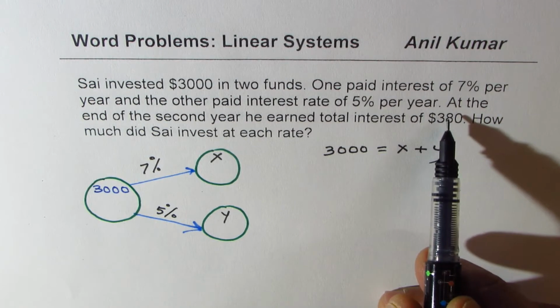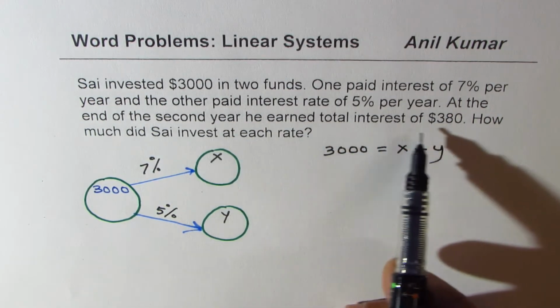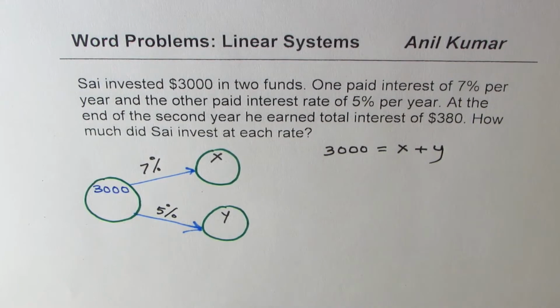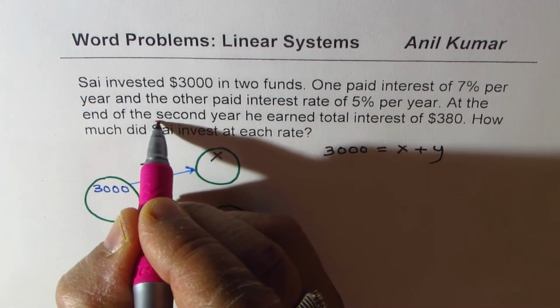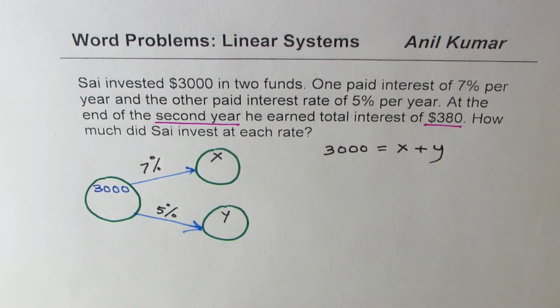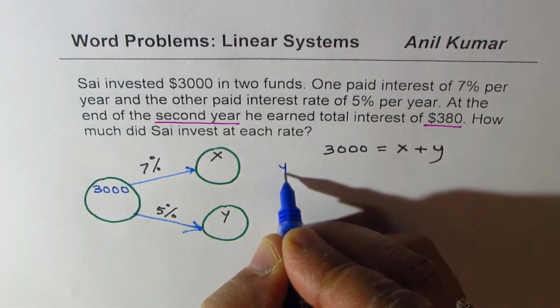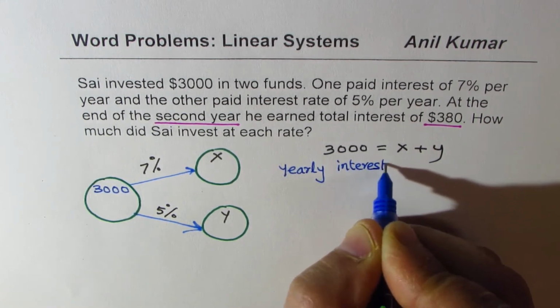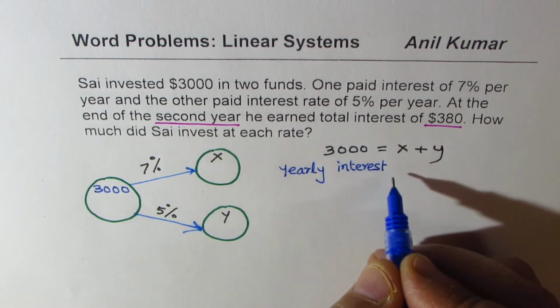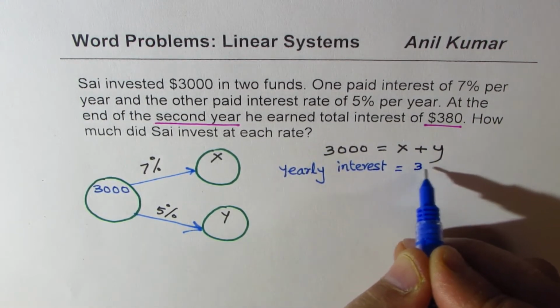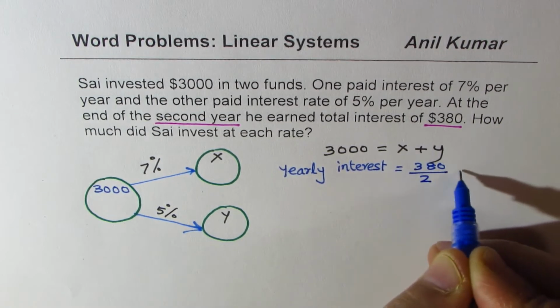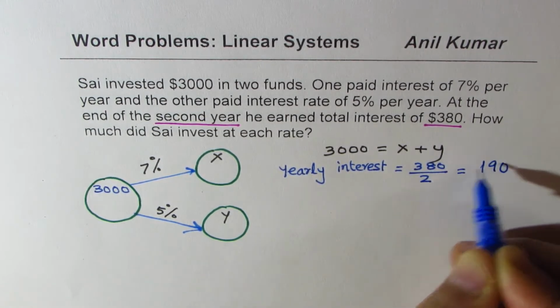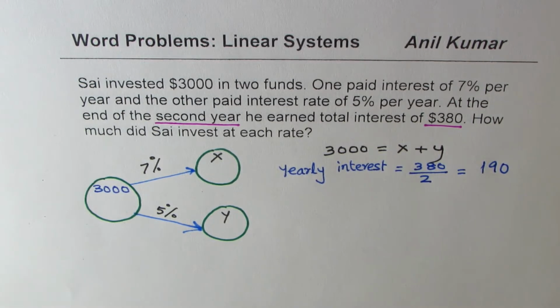Now the statement here is, at the end of second year, he earned total interest of $380. So what we are given here is that after 2 years, $380. So we could actually simplify this condition and say yearly interest, we are taking simple interest, right, will be half of this. So 380 divided by 2, which in our case is 190. And all units are in dollars. We'll only put units in the answer.